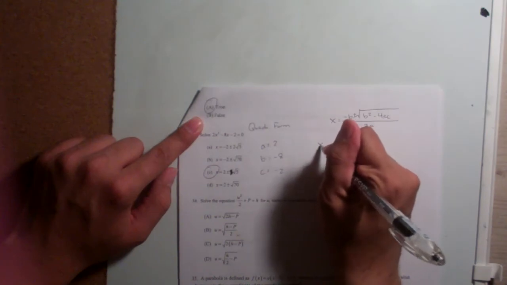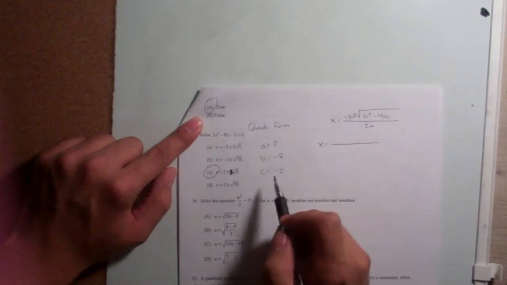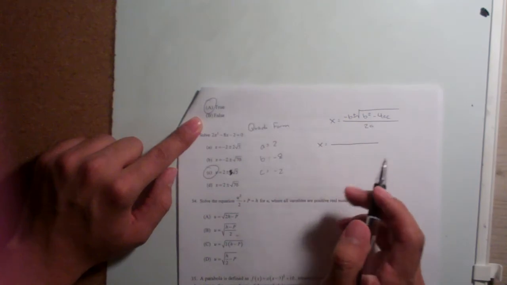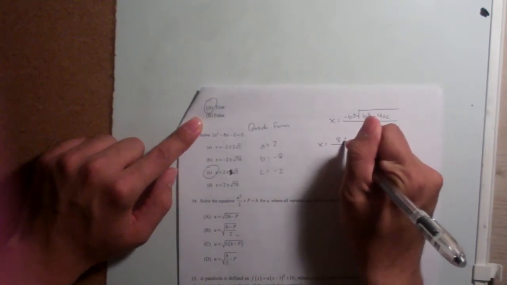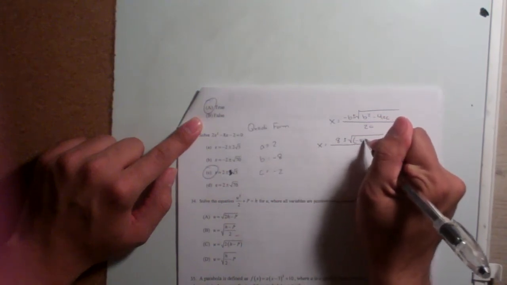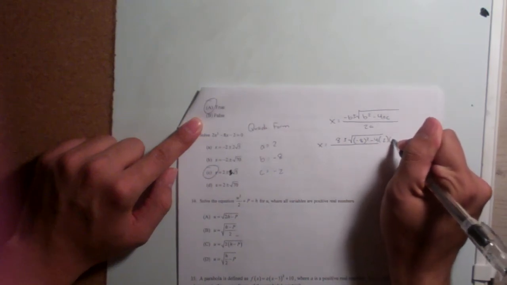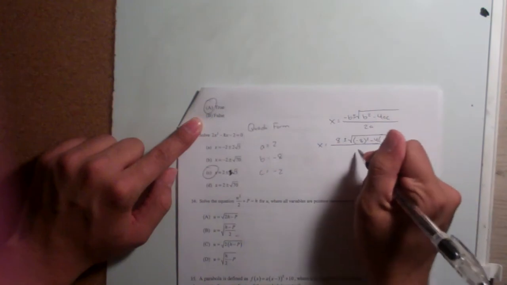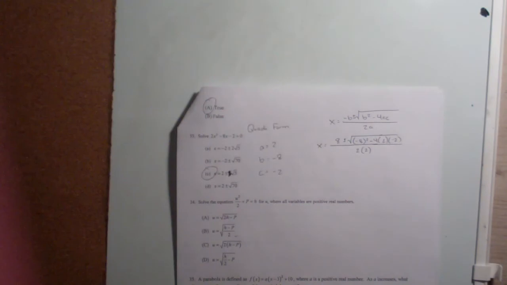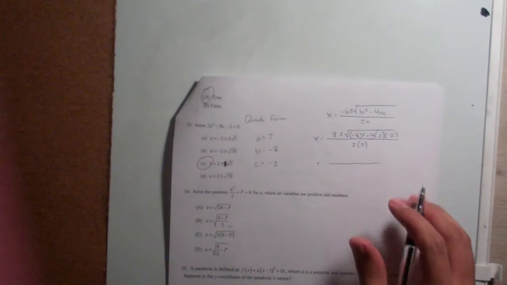We'll put that in and simplify. Instead of negative b, our b is negative 8, so I'm going to have a negative 8, which means it's a positive 8, plus or minus the square root of negative 8 squared, minus 4 times a, which is 2, times c, which is negative 2. It's all over 2 times a, which is 2. All we did here was take our a, b, and c and plug it into this equation. From here, I'm going to simplify.